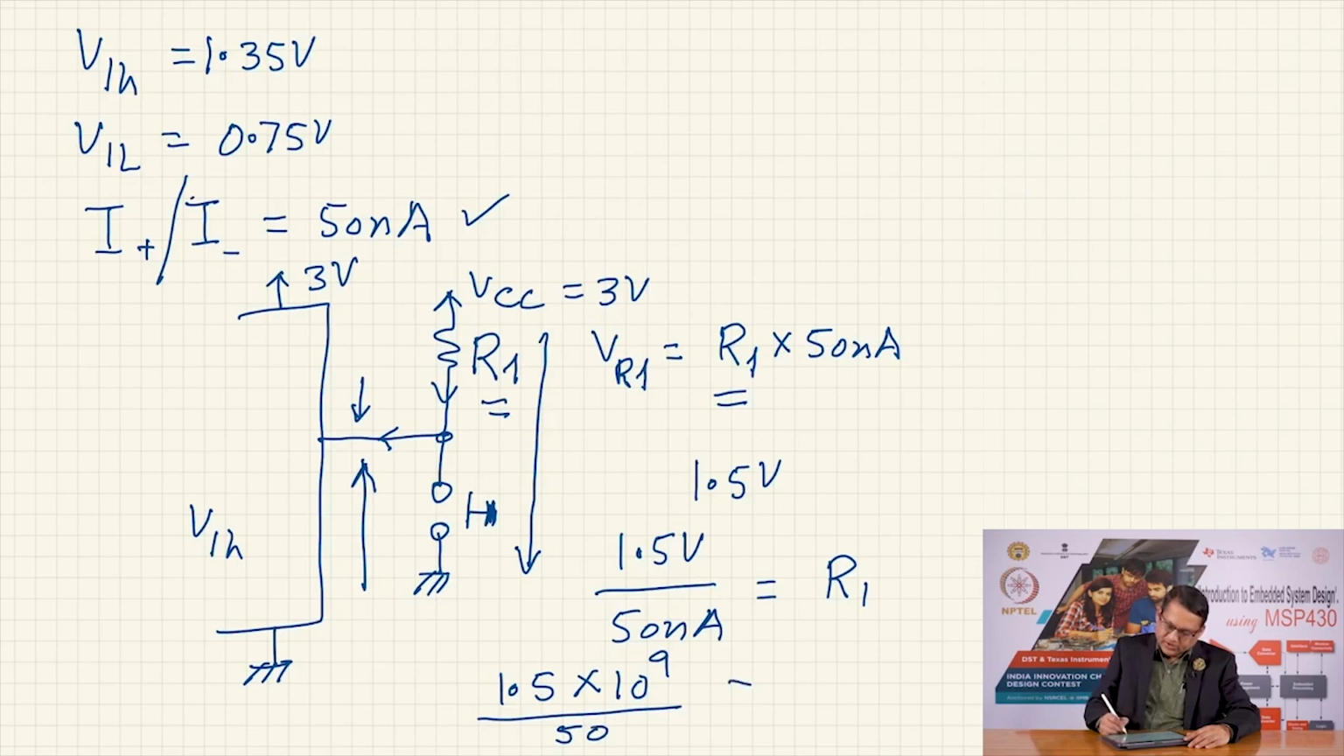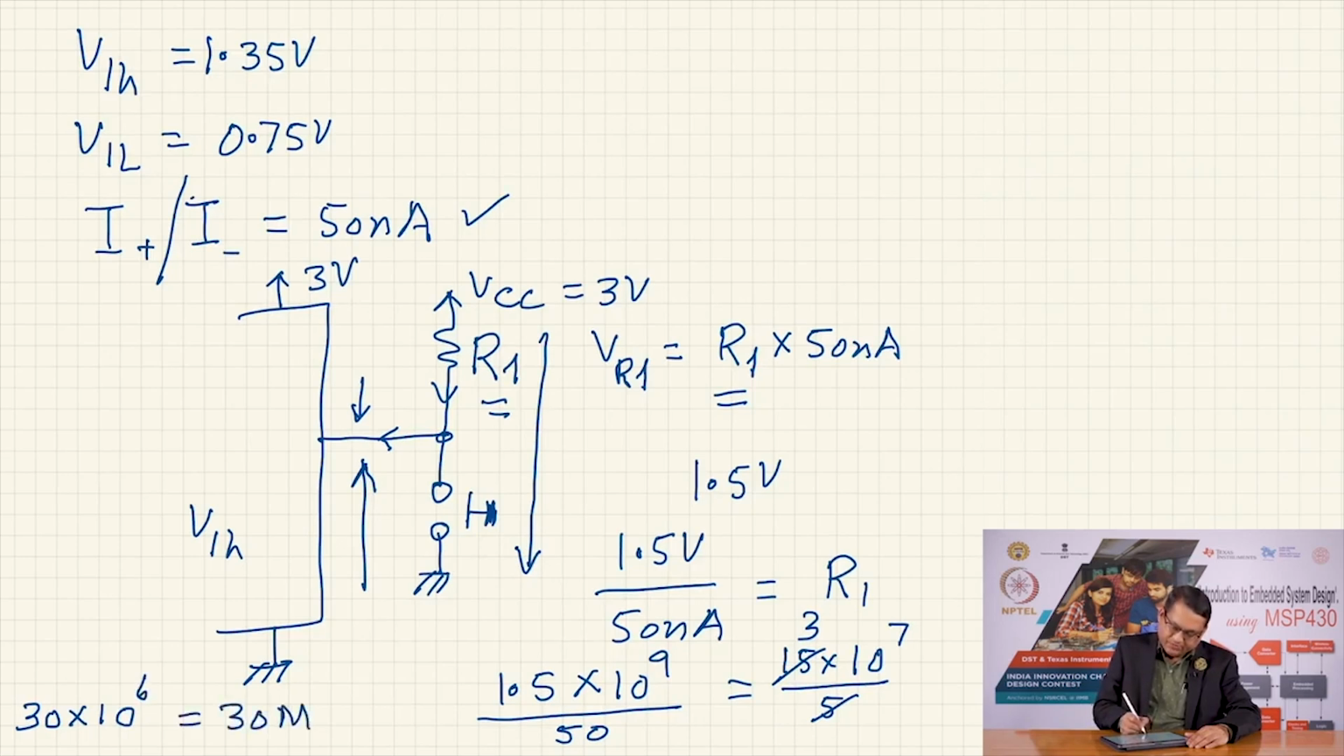So, this will be 10 raised to power 7, 15 into 10 raised to power 7 divided by 5, and that is 3, and therefore the value of the resistor is 30 into 10 raised to power 6, which is 30 mega ohm, which is a very high value of resistor, and in reality you can keep this value to be less than that, maybe a mega ohm or something like that.